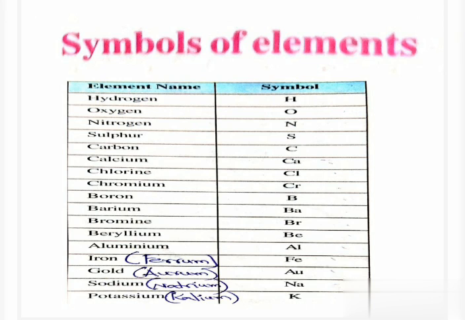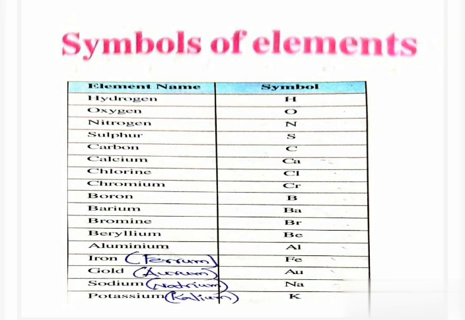So sometimes more than one element name starts with the same letter. When the starting letter is the same, we should take the second letter also as part of the symbol. When we use two letters as a symbol, the first letter should be written in capital form and the second letter in small form.